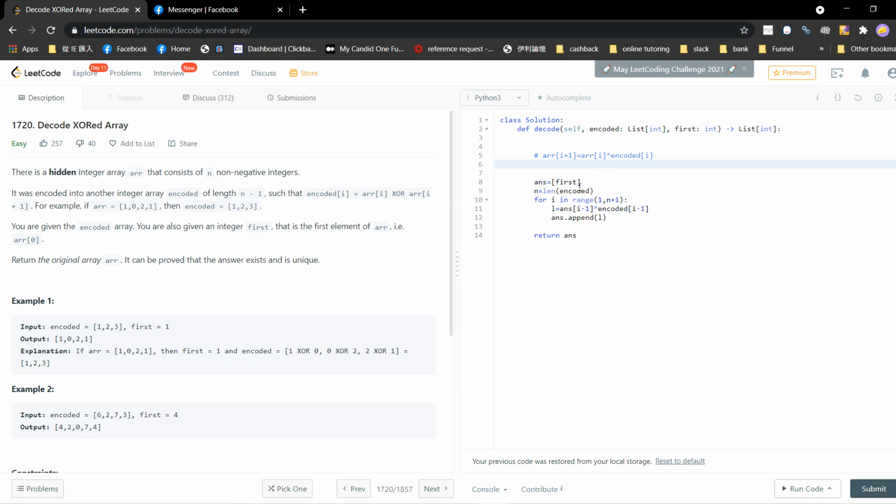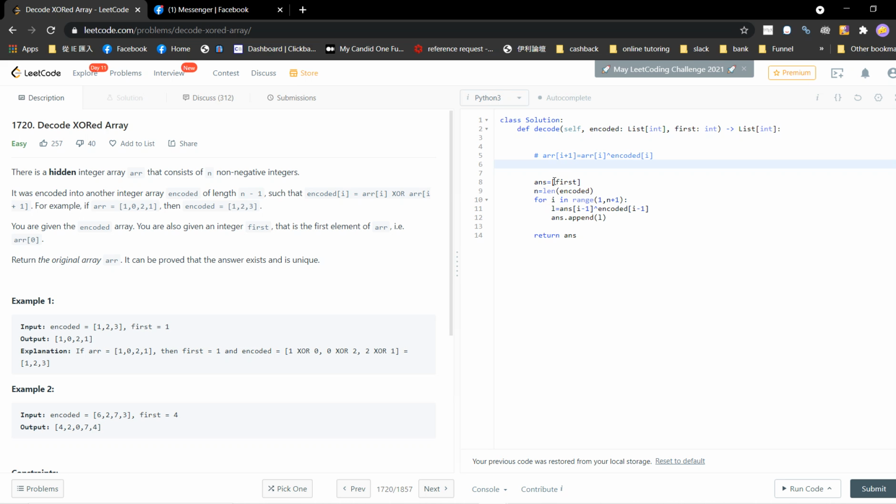So to solve it, let's start from the first. Your result's first element will be exactly the same as the given first, right? So the first one is 1, and once you get arr[0], you can use this recursion formula and keep XORing with encoded, and you get arr[i+1].